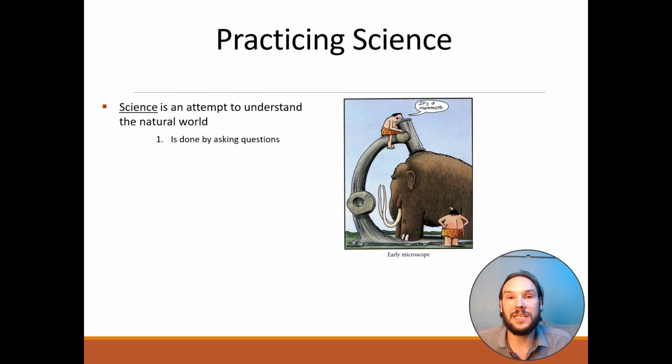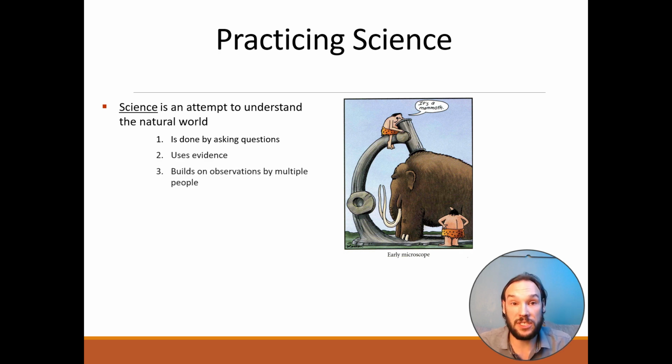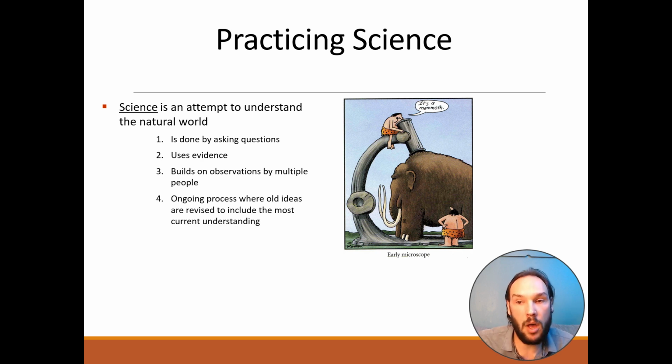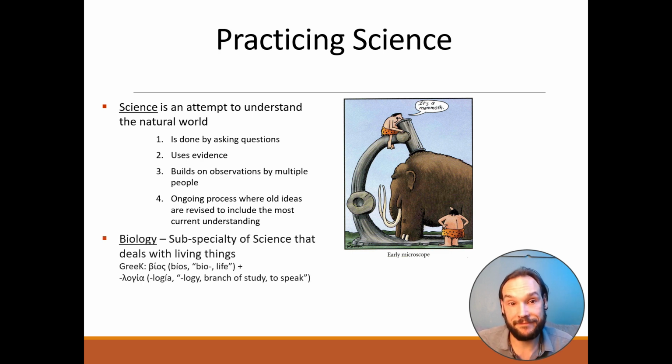So let's talk about science. Science is an attempt to understand the natural world. It's done by asking questions and uses evidence as well as builds on observations by multiple people. What is special about science is that it's not constant. It's an ongoing process where old ideas are revised to include the most current understanding.